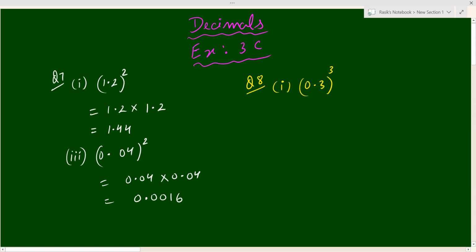0.3 whole to the power 3. Now see, the power is 3. In this case, the power is 3, so here you will multiply 0.3 three times: 0.3 into 0.3 into 0.3. Power 3 means you multiply three times. When you multiply 0.3 three times, you get 0.027 as the answer.